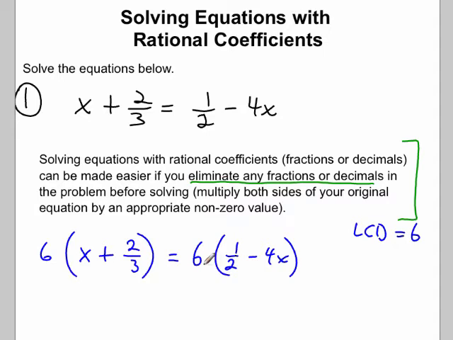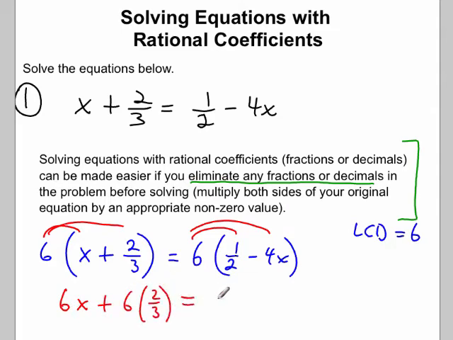Use brackets. And now I'm going to distribute 6 to both. Remember, I'm able to do this because if I multiply both sides by the same thing, the equation stays in balance. It's going to provide an equivalent solution. So I'm going to have 6x plus 6 times 2/3 equals 6 times a half minus 6 times 4x.